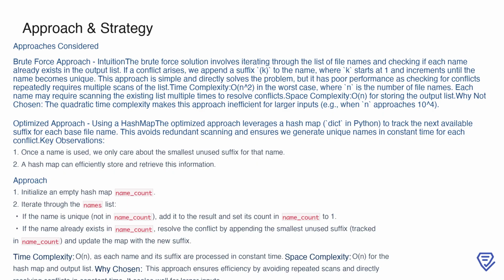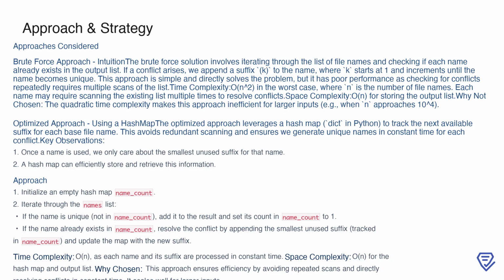Resolving conflicts often requires scanning the output list multiple times, leading to a worst-case time complexity of n squared, where n is the number of file names. Additionally, while the space complexity remains n, to store the output, the inefficiency in runtime makes this approach unsuitable for larger inputs, especially when n grows to 10,000 or more. For these reasons, the brute force approach was ultimately not chosen.